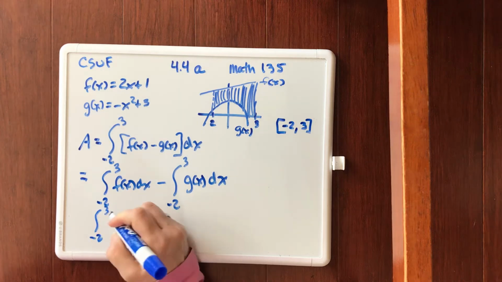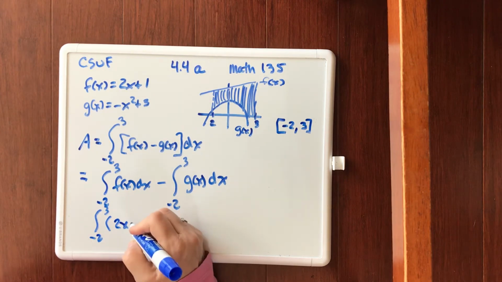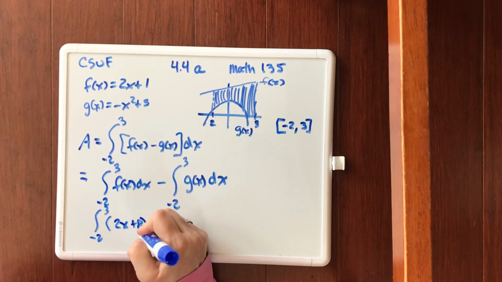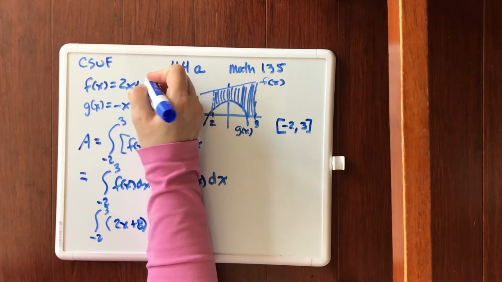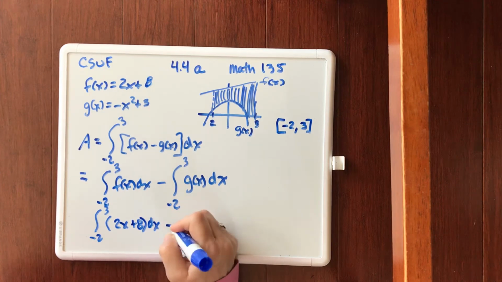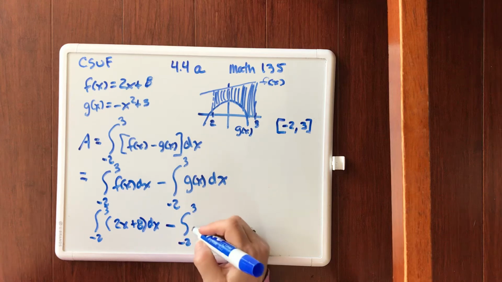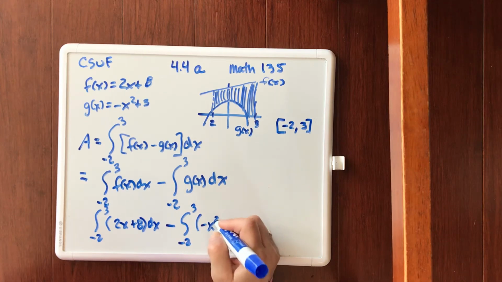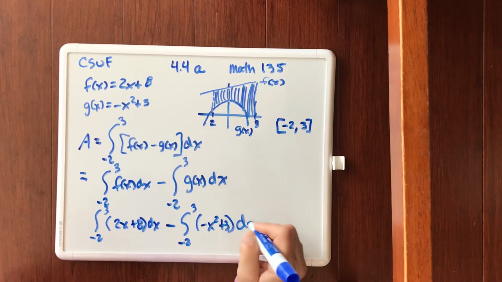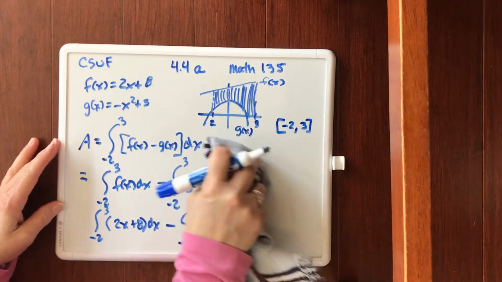-2 to 3, f of x is 2x plus 8. Oops, I have a 1 here. This should be an 8. Okay, dx minus the integration from -2 to 3 of g of x, which is -x squared plus 3 dx. Okay, so from here, we're going to go ahead and integrate.